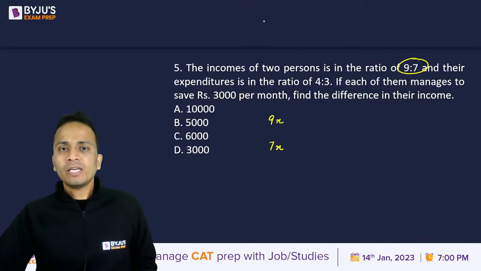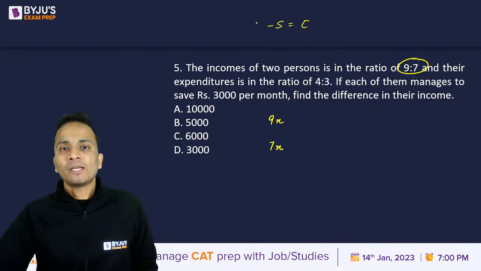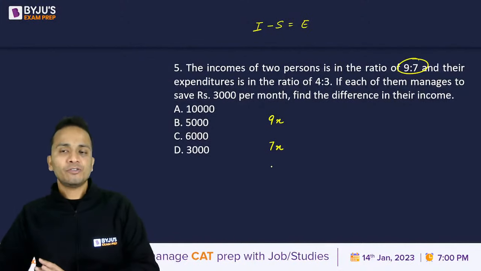Okay, so I'll be using income minus saving is equal to expenditure. I'm sorry. Wait. So income minus saving. मैंने expense लिख दिया था. So income minus saving is equal to expenditure. This is the relation that I'll be using between the three of them. Okay.